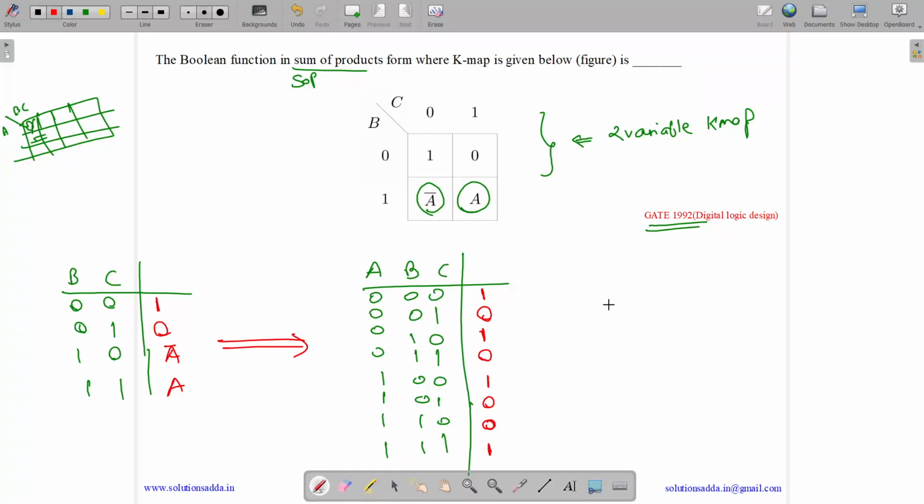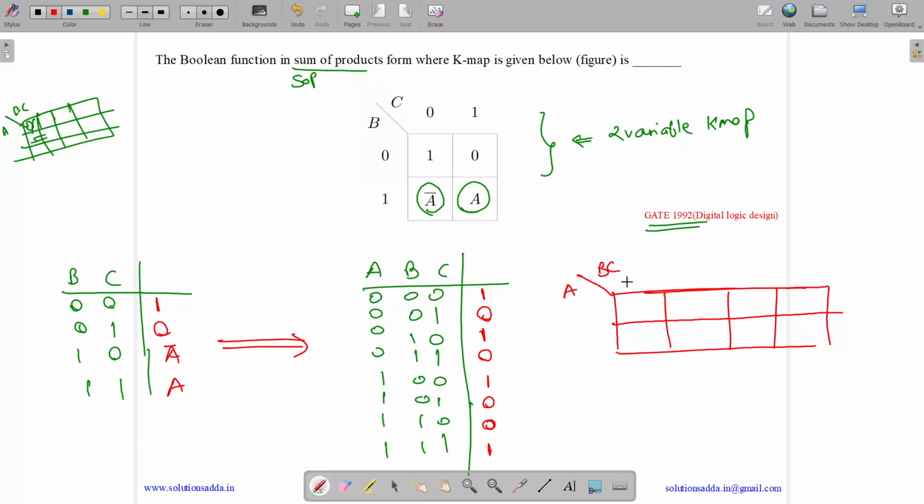Now let us draw the K-map for this. So we will have a three variable K-map, with A over here and BC over here, and the values will be 00, 01, 11, 10 for BC and 0, 1 for A. See, for 000 it is 1, and 1 is for 010. For 100 it's 1, and 1 is there for 111, okay.